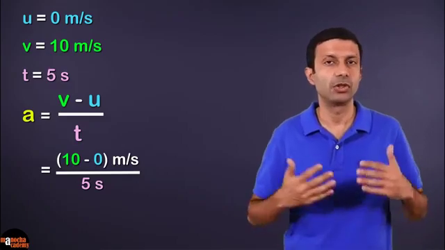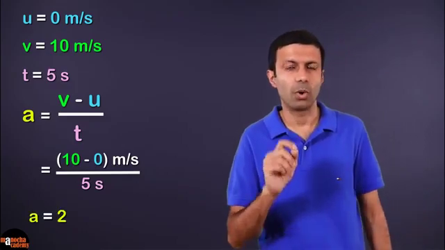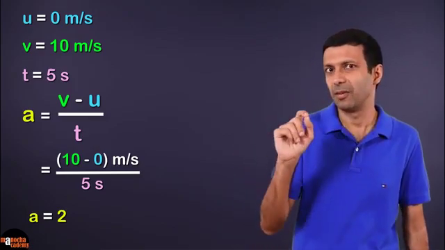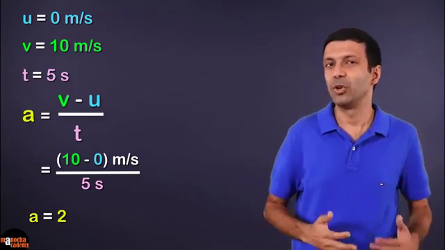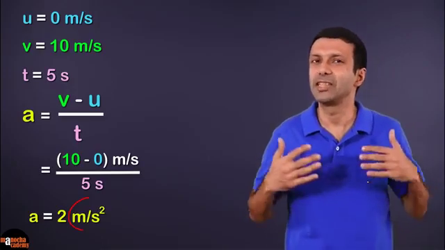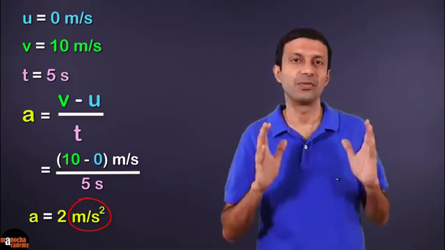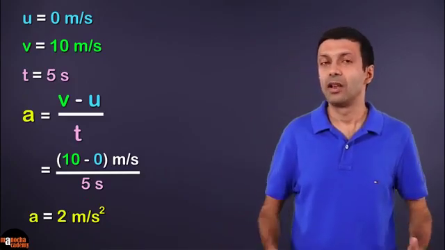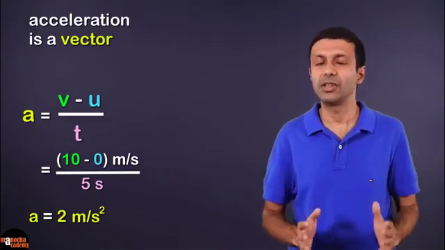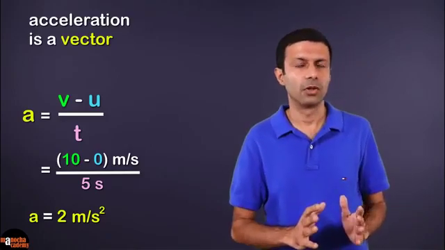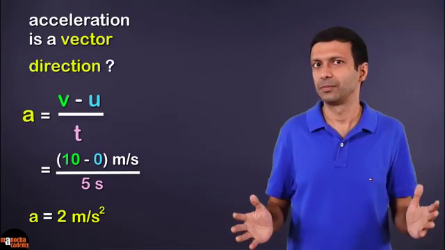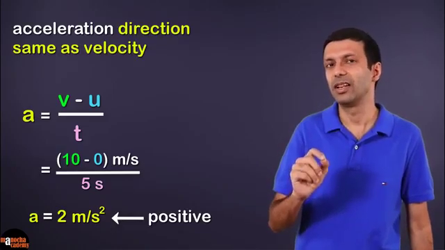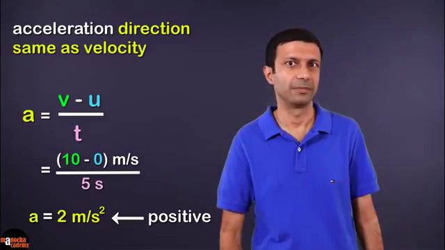So the acceleration is 2. But hold on, what are the units? So it's going to be meter per second by second. So the unit of acceleration is meter per second square. And the acceleration of the car is 2 meter per second square. Now, like velocity, acceleration is also a vector. So what is its direction? Since the acceleration is positive, it has the same direction as that of the velocity.